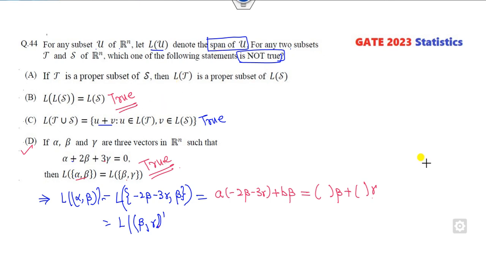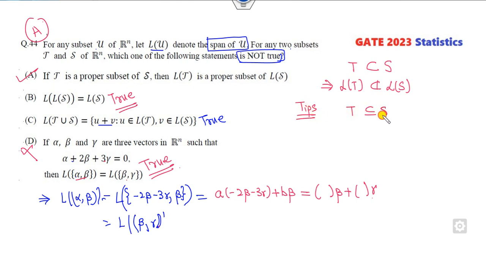The span of the span is nothing but my here. So what is the meaning of that? The only one incorrect option is my, this is the correct option. So A is the only correct answer. Remember, if T is a proper subset of S, then the span of T is not a proper subset of S. What is the rule? Remember, if T is a subset of S, then you can say the span of T is a subset of the span of S. But if it is a proper subset, then it is not always true. So the right answer is A because of the word proper.